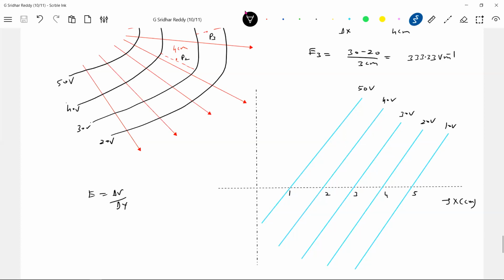What is the condition for delta X? How should delta X be measured?